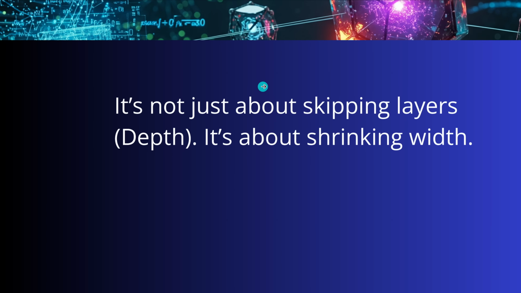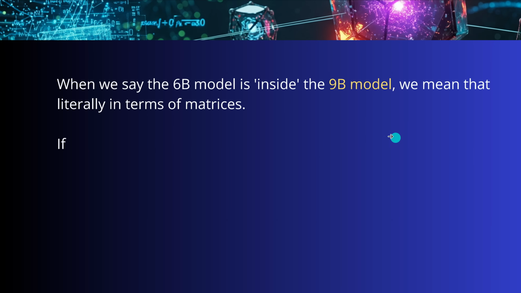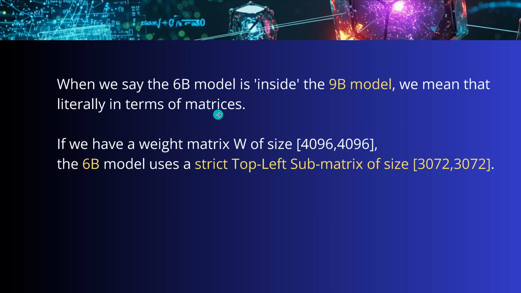So it's not just about skipping layers, the depth of the architecture, but it is also shrinking the width. And you say, my goodness, how is this going to happen? Well, NVIDIA pulled out all stops, and they say, okay, AI is more or less just a multiplication of some tensor structures, matrix structures, however you see it. So let's say in the simplest example, if we have a weight matrix W of the size 4K times 4K, the 6B model now uses a specific subset, the strict top left submatrix of the size 3K by 3K.